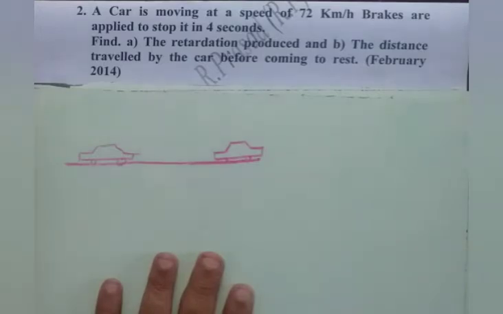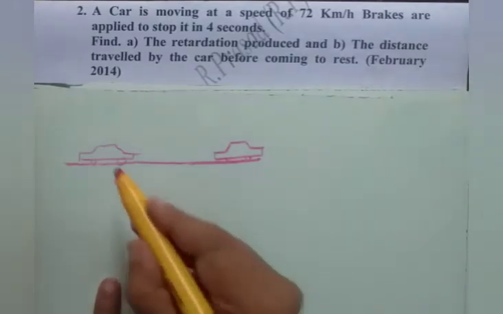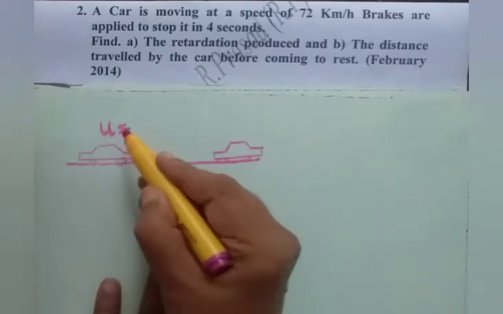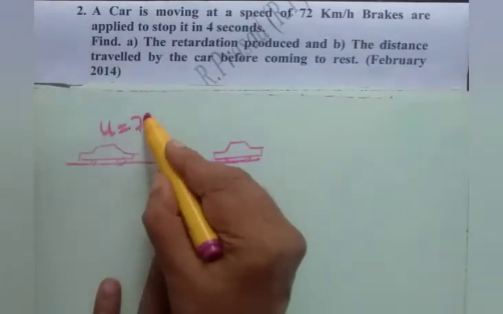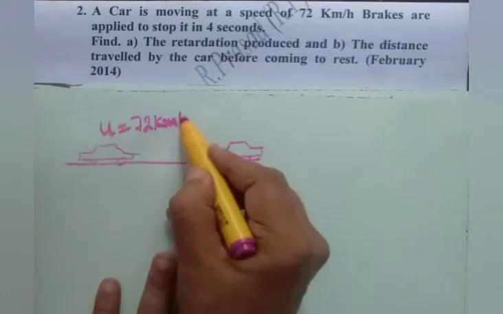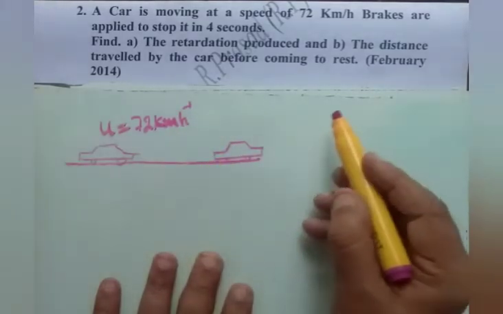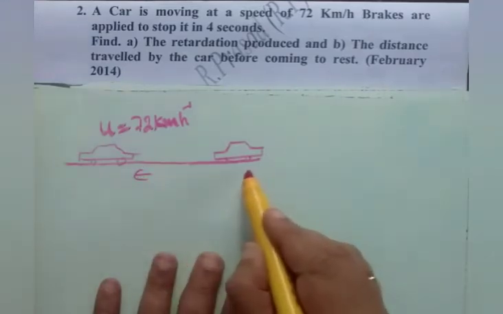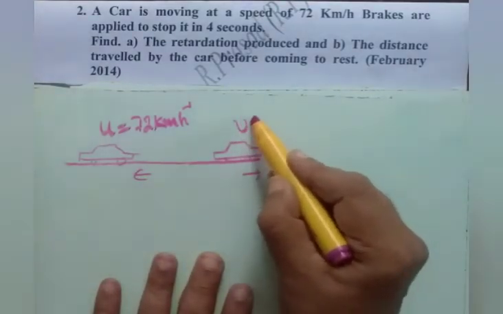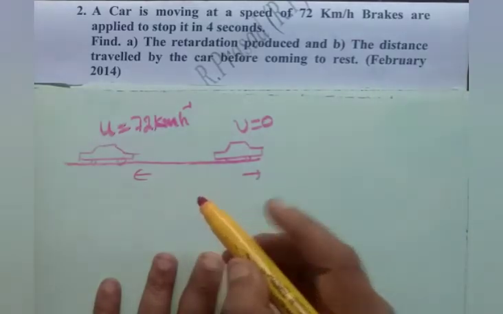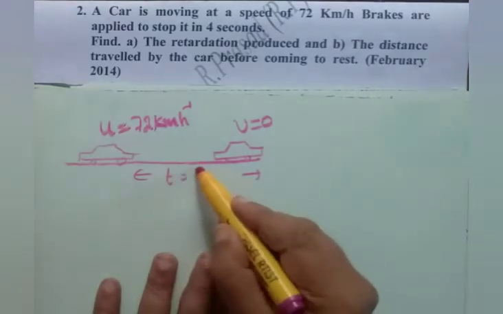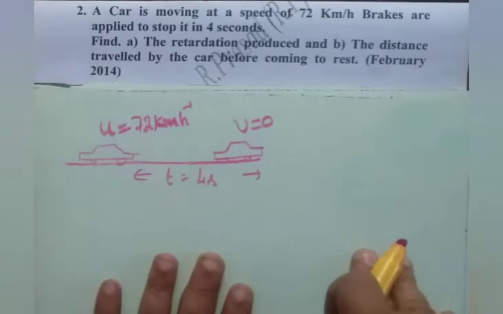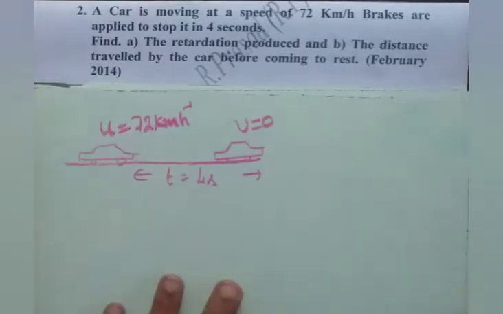So can you tell me the symbols and data there? What is 72 kilometers per hour? It is the speed when brake is applied. Therefore, it should be the initial speed, U, 72 kilometers per hour. And then brakes are applied to stop it in 4 seconds. That means it comes to a stop here, so the final velocity V is 0 as it stops, and time is given, 4 seconds. So this is the picture for the problem.